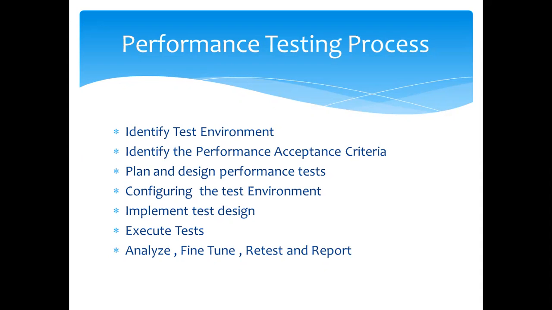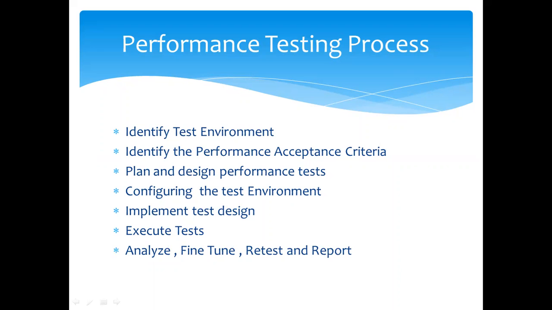Next is identifying the performance acceptance criteria. This acceptance criteria includes the goals and constraints for throughput, response times, and resource allocations. It is like identifying the project success criteria. Here, identifying the acceptance criteria means what goals and what constraints we have, and we need to identify all those things. Okay.